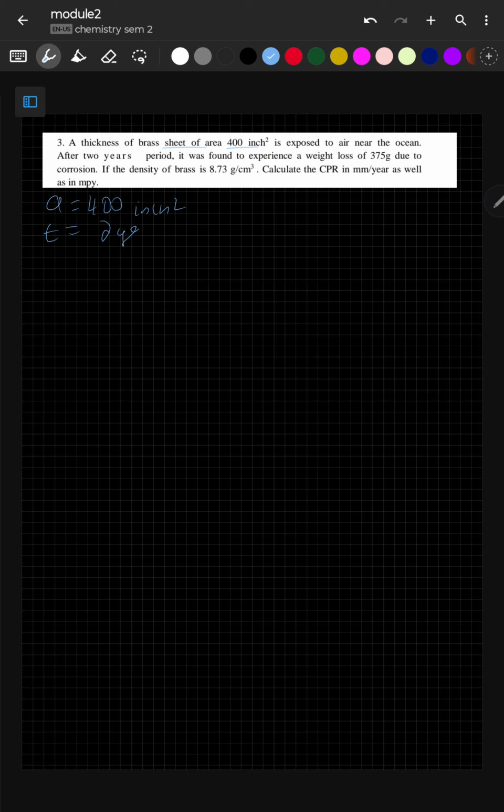So 2 years. The sheet experienced a weight loss of 375 gram due to corrosion. The density of the brass is 8.73 gram per centimeter cube, in MMPY and MPY both. This is the given thing. So let's write here MPY data, MMPY data. For MPY, K value, W value, D value, A value, T value. K is 534, this is 87.6. This table that I am writing, you have to compulsorily remember.